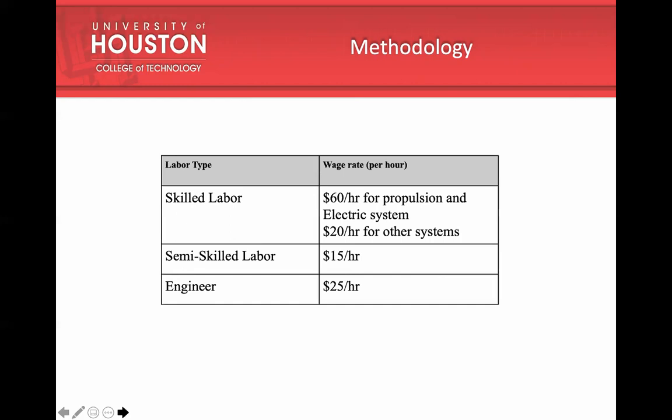For the calculation of the labor cost, these are the wage rates we have used. You can see that we have used two wage rates for skilled labor, as each subsystem requires a specific set of skills. We used $60 per hour for propulsion and electric system and $20 per hour for other systems. Semi-skilled labor is $15 per hour, and the engineers, the team members working on this project, are paid $25 per hour.